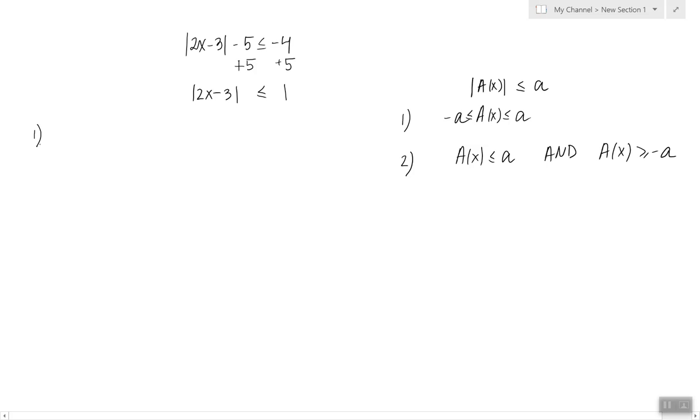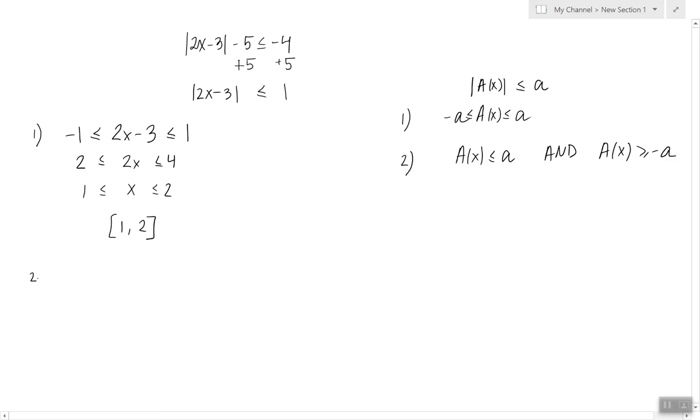We literally just take what's inside of the absolute value and we set it to be less than or equal to 1 or greater or equal to negative 1. And to solve this we just add 3 to both sides and then divide everything by 2. So the answer will be in interval notation written like this.